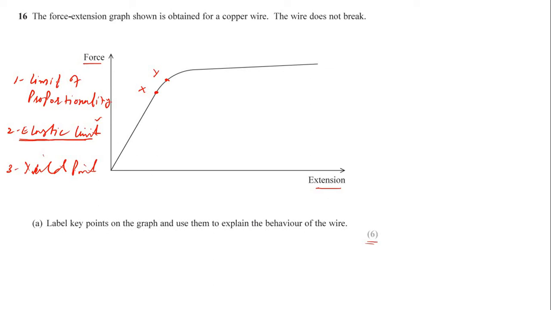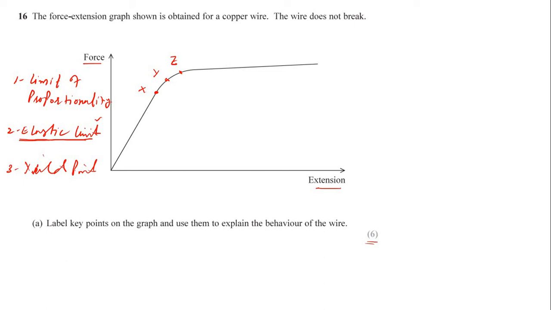So there's a difference. Up to the limit of proportionality, the wire obeys Hooke's law and remains elastic. Till the elastic limit, the material does not obey Hooke's law but still behaves elastically. After that, you have a point called the yield point. Let's call this Z, and Z is the yield point. That means after Z, the material is permanently deformed. The wire is permanently deformed and does not return.